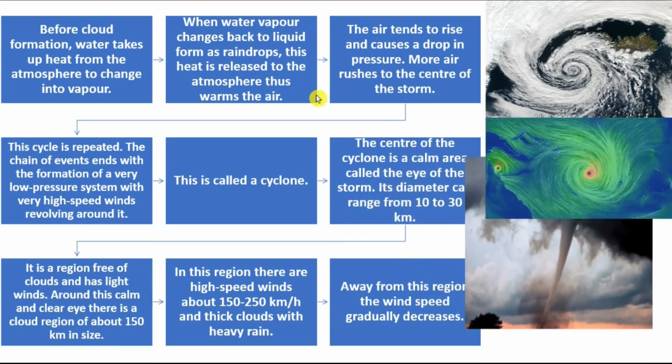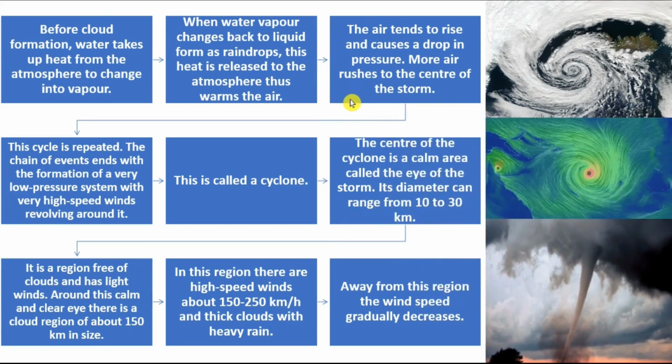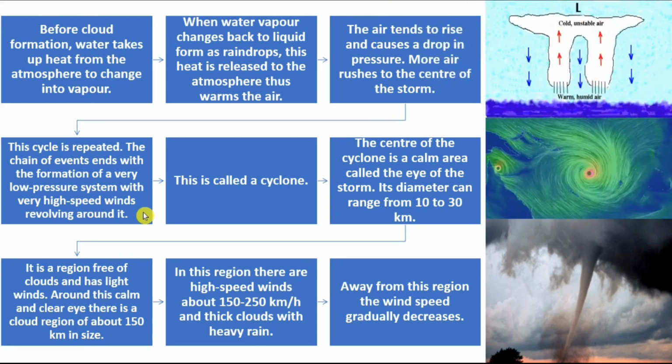The air tends to rise and this causes a drop in the pressure. More air rushes to the center of the storm. This cycle is repeated. The chain of events ends with the formation of a low pressure system with high speed winds revolving around it. As you recall, high speed winds, low pressure. So this condition is called a cyclone.